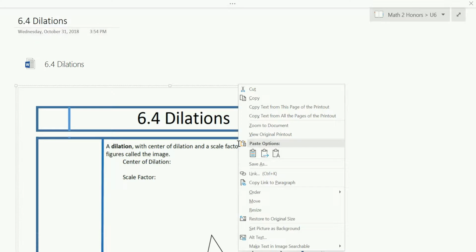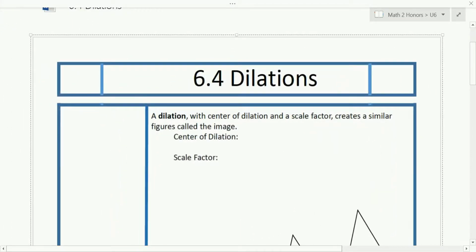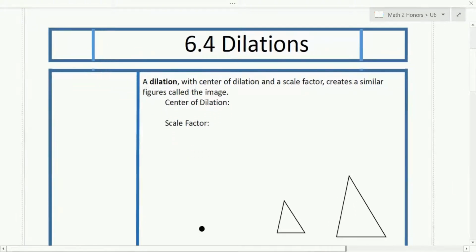Okay, 6.4 is our last section on dilations. A dilation is another way to think of a projection. A dilation has a center of dilation, which is a point. In this picture here, this point right here will be our center of dilation.